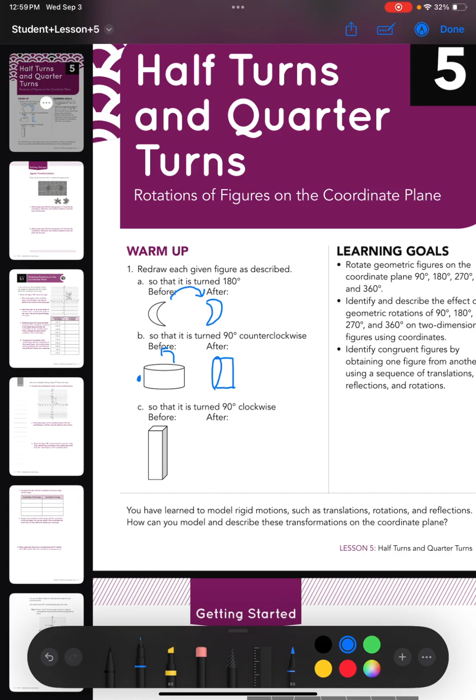And then for C, 90 degrees clockwise. So clockwise, we're talking about moving this direction and moving that 90 degrees. That shaded side is now going to be on the bottom. I'll try my best here to draw that. It looks something like that. Not the best drawing, but my best attempt at drawing that there.